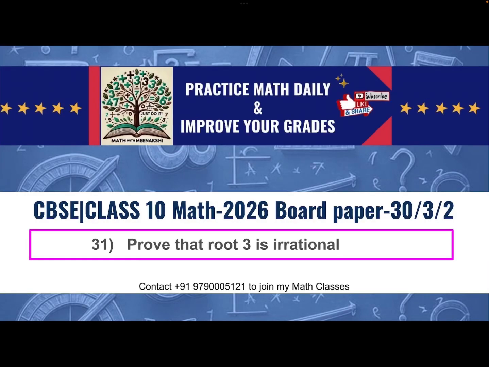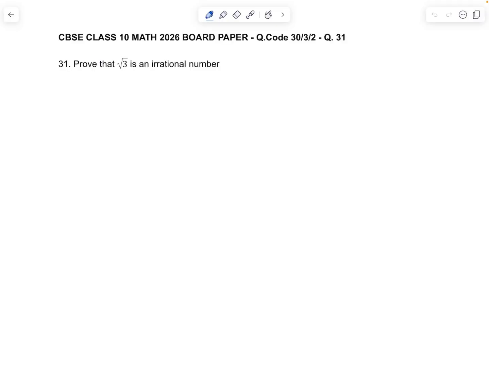Hello all, in this video I'm going to solve question number 31 from the CBSE class 10 standard math 2026 board paper. The question paper code is 30/3/2. Question 31 says: prove that root 3 is an irrational number.